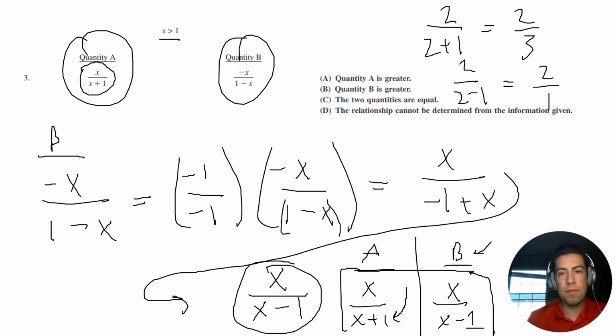So guys, based off of this, we know that in this case, quantity B is always going to be bigger than quantity A because the denominator gets smaller. If the denominator gets smaller, that means the numerator is divided by a smaller number. And if you're dividing a number by a smaller number, then that number is going to be bigger than the one that's divided by a bigger number. So therefore, quantity B is going to be bigger in all cases where x is greater than 1.